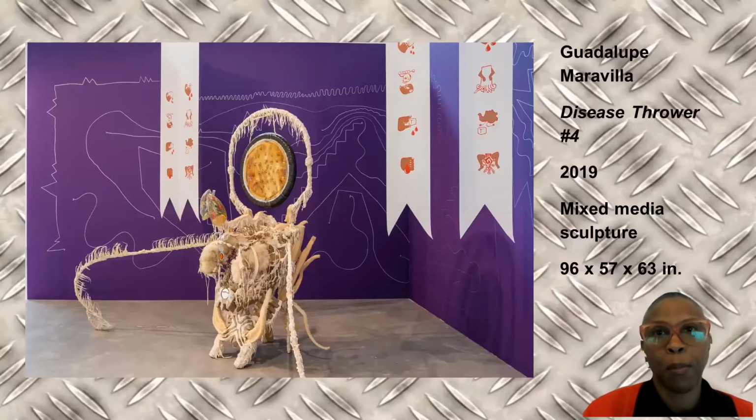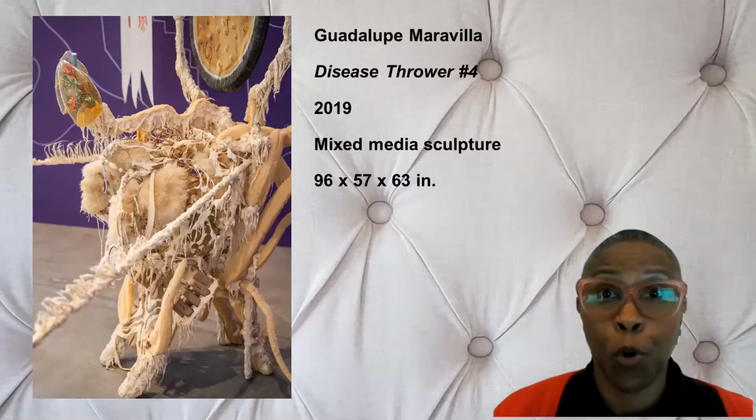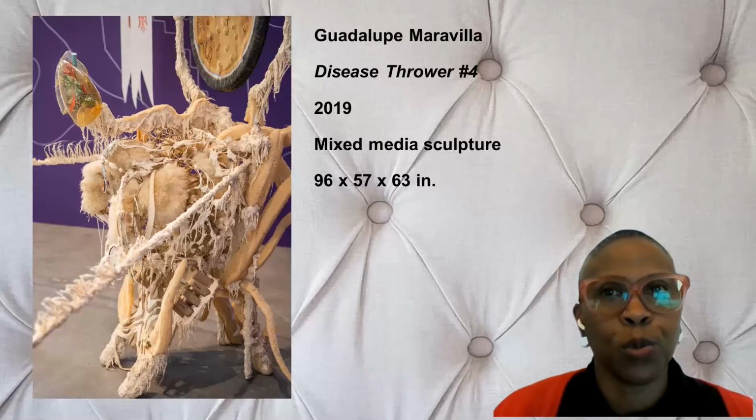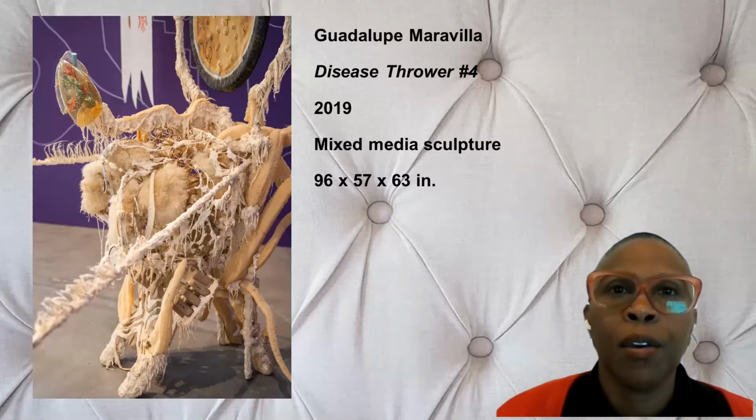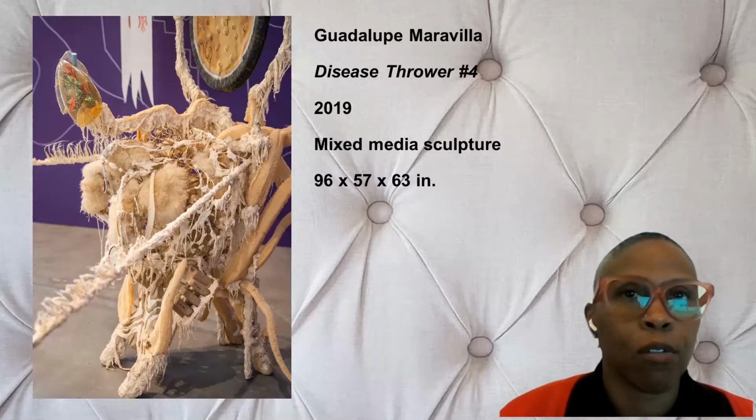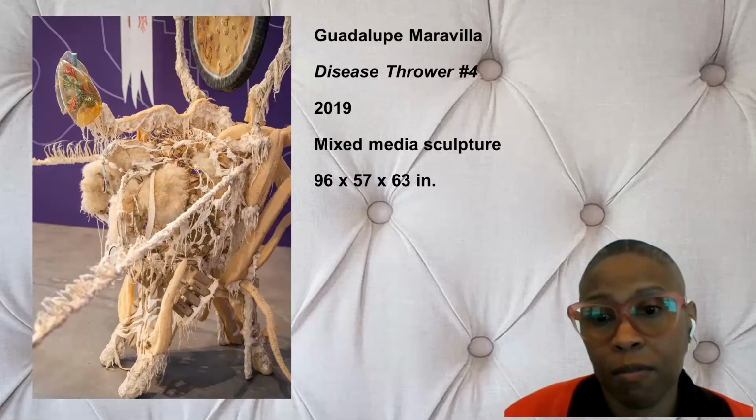Now let's look at Guadalupe Maravilla's Disease Thrower number 4. Why do you think I chose this work? Do you think it is implied texture or real texture? Yes, you guessed right. I chose it because it's real texture. Let's take a closer look. If you could touch Disease Thrower number 4, what words would you use to describe how it feels? Maybe you thought of words like rough, hard, prickly, jagged, or even coarse.